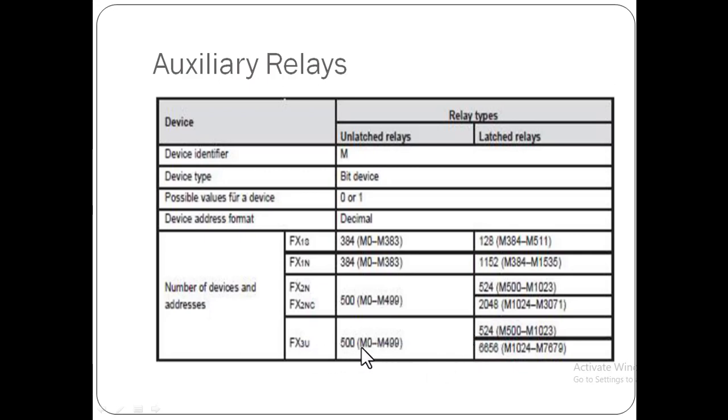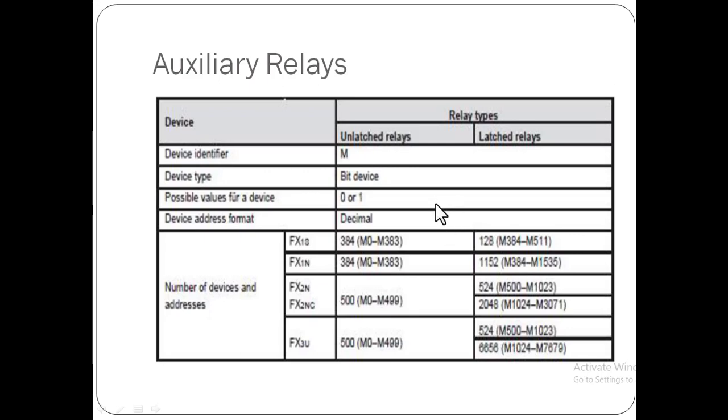In FX3U, 500 relays are unlatched, M0 to M499, and latched relays are of two kinds. One is 524, starting from M500 to M1023, and 6656 latched relays ranging from M1024 to M7679. These are the different kinds of auxiliary relays available in Mitsubishi PLCs.